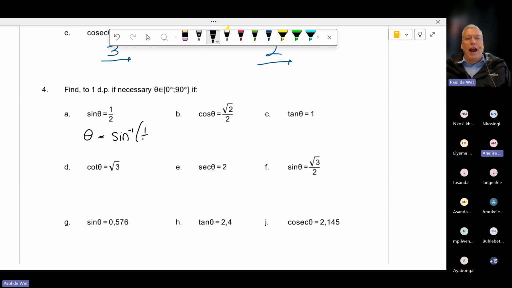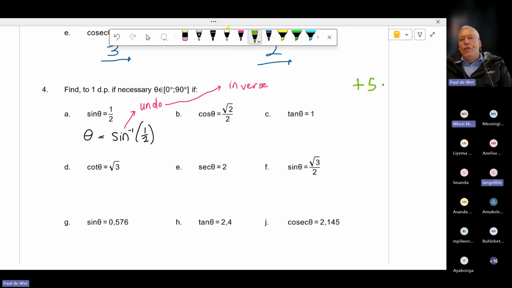It means undo. It's also in maths called the inverse. Who can tell me what's the undoing of adding 5? How do you undo adding 5? You minus 5. How do you undo timesing by 3? You divide by 3.